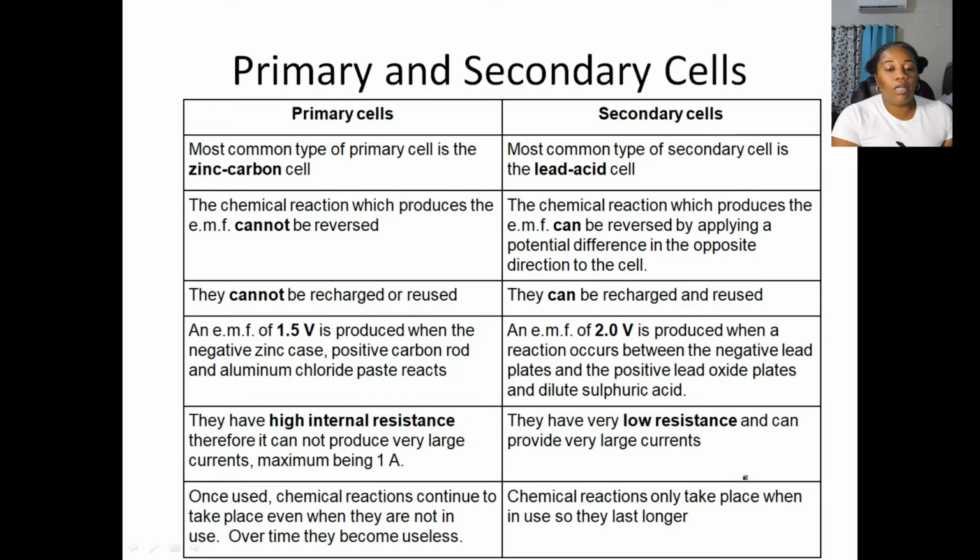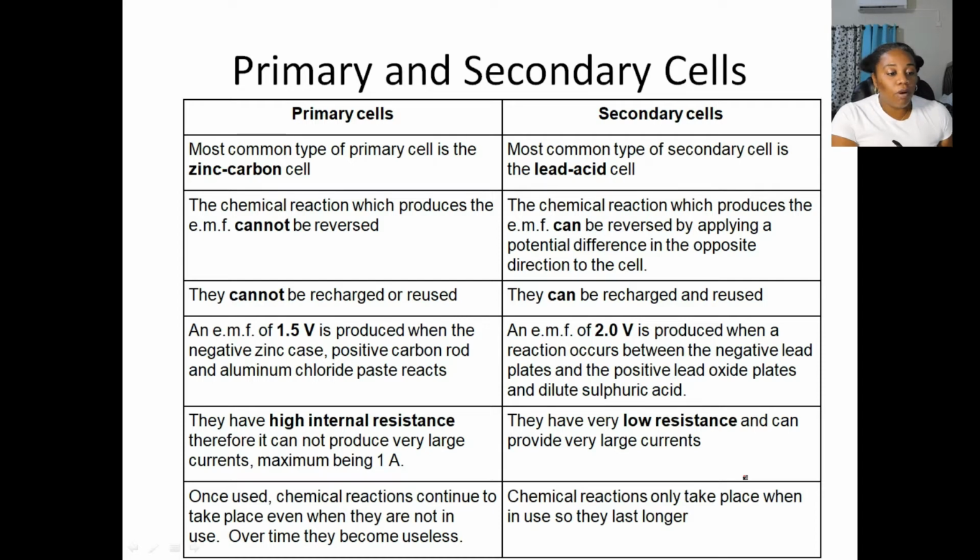So here are the comparisons between the two. I tabulated them because most books have them written out, but I think it's best if they're tabulated and you can compare. So we have primary cells. The most common type of primary cell is a zinc carbon cell, and the most common type of secondary cell is a lead acid cell. The chemical reaction which produces the EMF cannot be reversed in a primary cell. However, it can be reversed in a secondary cell. In primary cells, they cannot be recharged or reused, but in secondary cells, they can be recharged and reused.